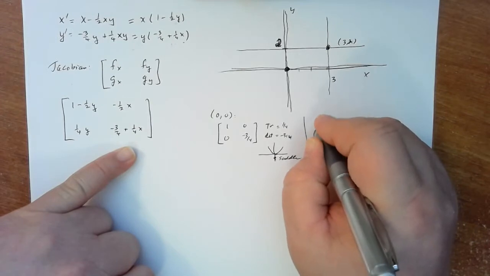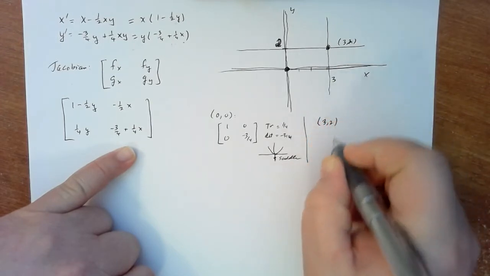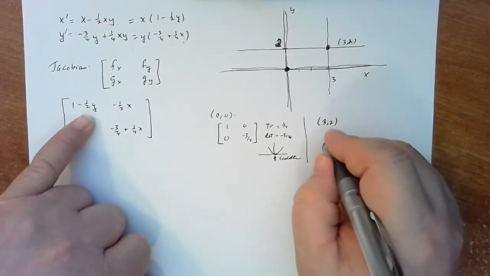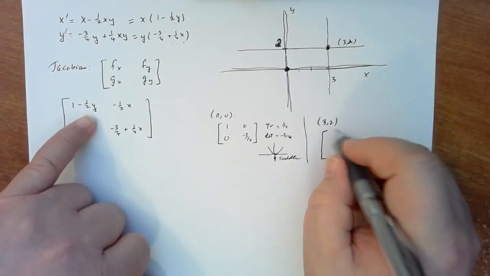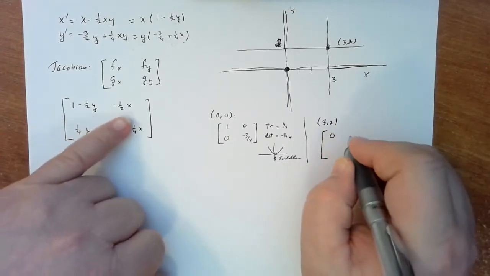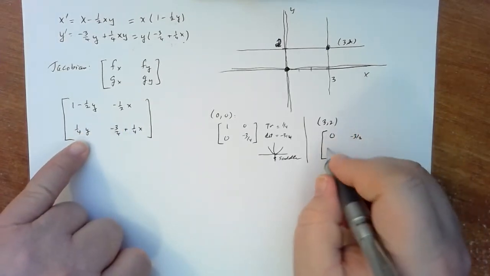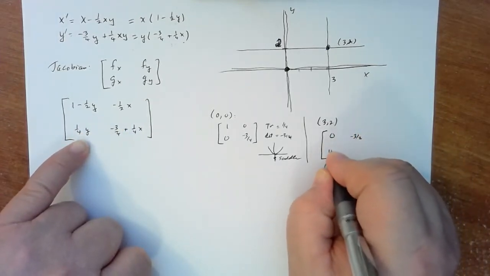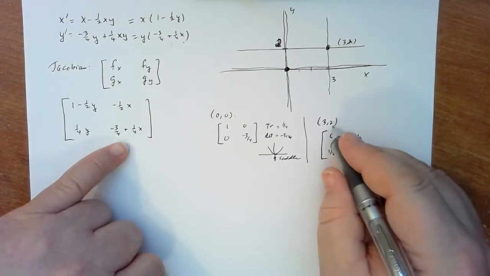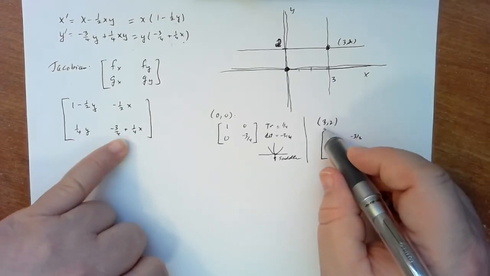And then how about at 3, 2? What do we get? Here, our matrix becomes 1 minus, well, that's going to be a 0, right? And then our minus 3/2, and then 1/4 times 2 is 1/2, is that right? And then x being 3, we'll zero this one out.